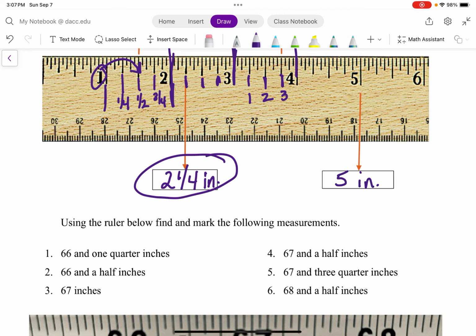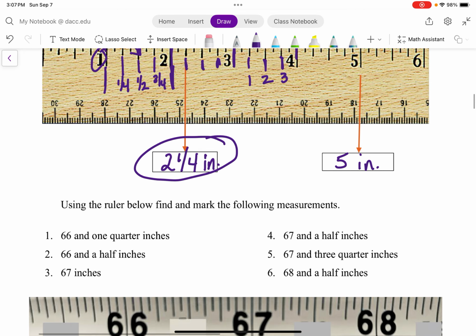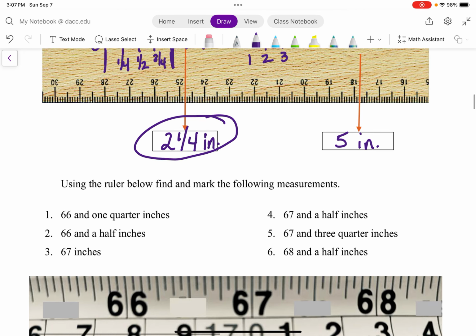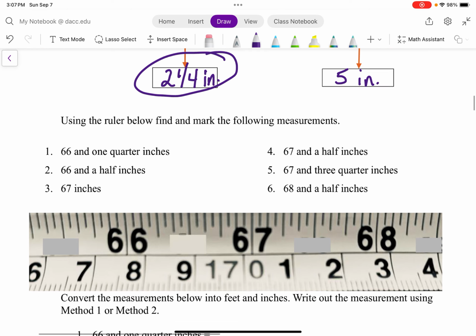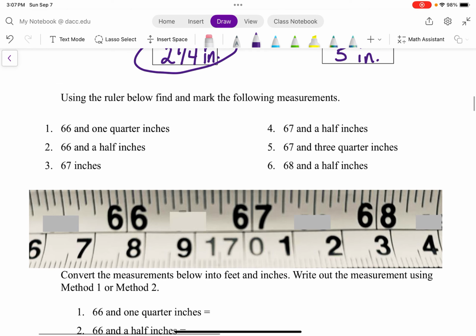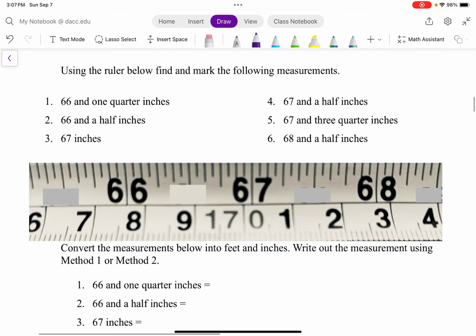Okay, so that's how you would read a ruler if you had one that had all those other little lines on there. There's always longer lines. Okay, so let's do this one. Now it's saying we're going to use the ruler below. We're going to find and mark the measurements that we see.